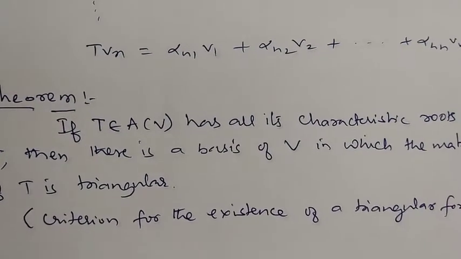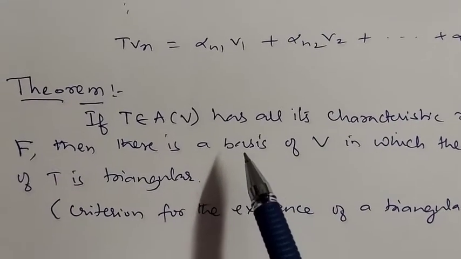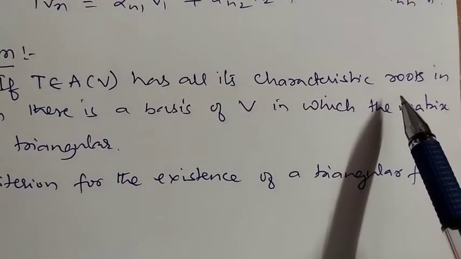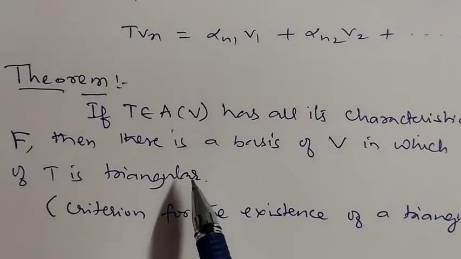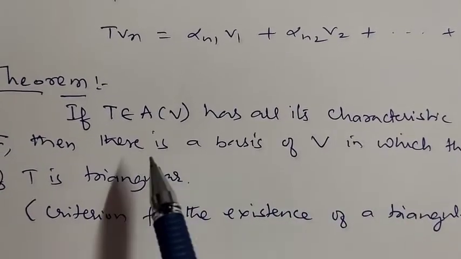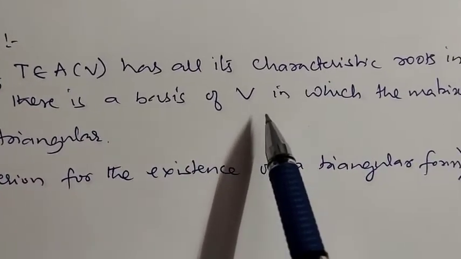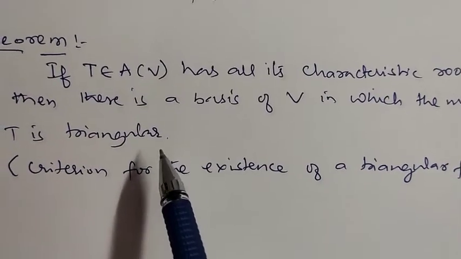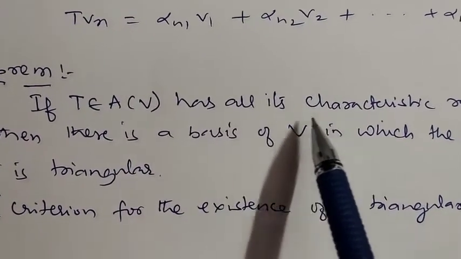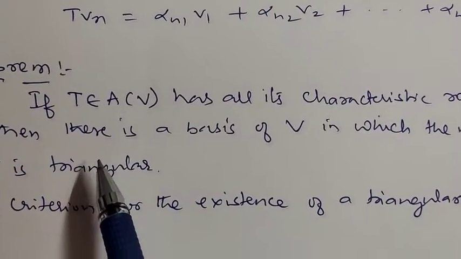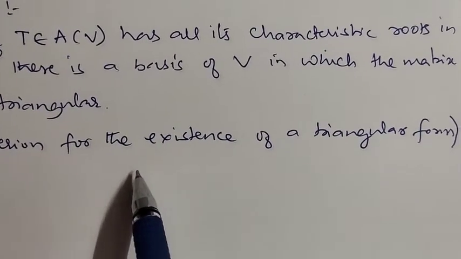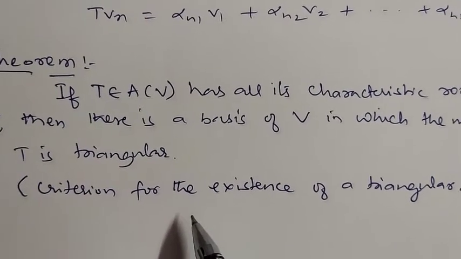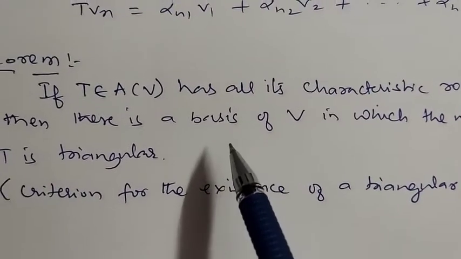Now let's come to the first theorem of this triangular form. It says that if T belongs to A of V has all its eigenvalues, or characteristic roots, in the field F, then we can find a basis of V in which the matrix of T is triangular. So the triangular form exists only if all its eigenvalues lie in F. This can be taken as the criterion for the existence of triangular form. In the examination they may ask you to state and prove the criterion for the existence of triangular form. We need to write this theorem.